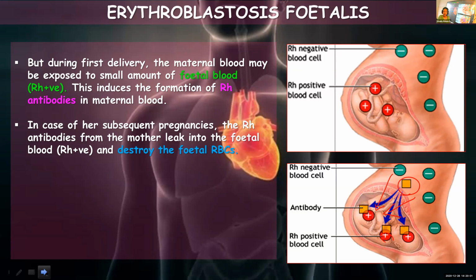But at the time of the delivery, the mother's blood will get exposed to the blood of the fetus. So in response to that, the mother's body will produce antibodies which will remain in the blood, which is not going to affect the first baby because delivery has taken place. But these antibodies will remain. Once it is produced, it will remain there.